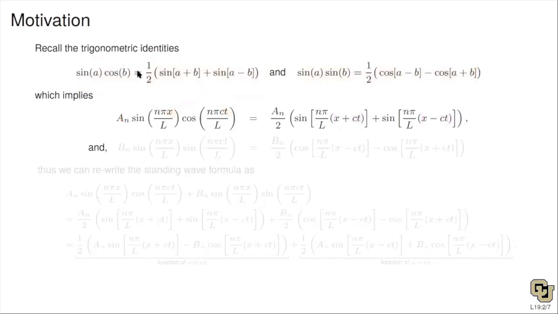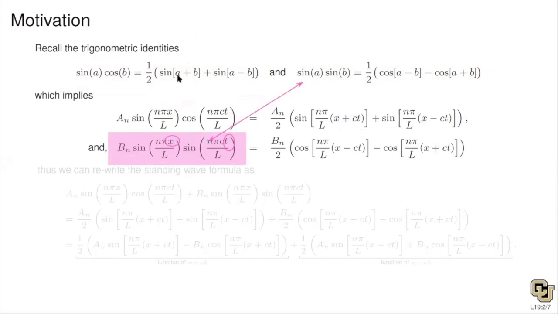And similarly, for the other term in the formal series solution that involves the sine n pi x, the space wave, times the sine n pi ct here, use this identity over here and rewrite that second term. And here again, you should notice there's an x minus ct and an x plus ct.